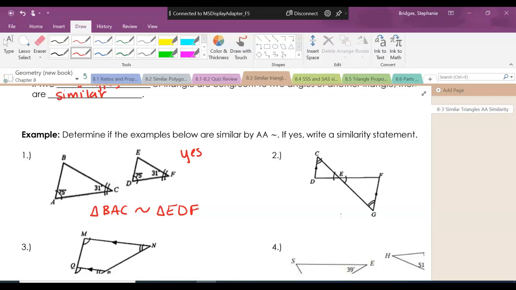All right, try number two. Look at your picture, look at your markings, decide if you have two pairs of congruent angles in number two. If yes, you write yes and write your similarity statement. Name the left triangle and then name the right triangle in the same manner. If you don't have two angles that are congruent, all you simply do is say no and you move on.